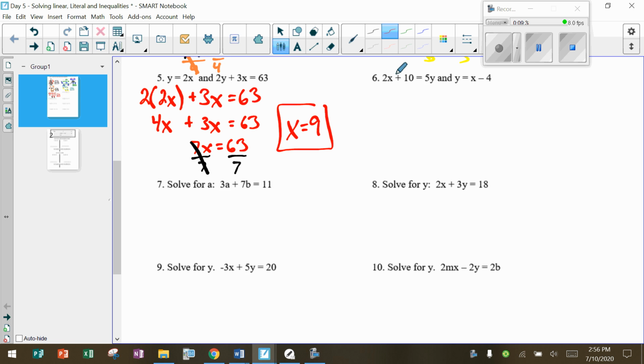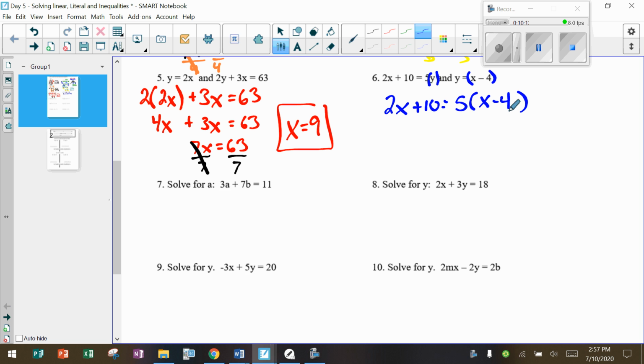We have 2x plus 10 equals 5y, and we are told that y can be replaced with, because it is equal to, x minus 4. So if I use this replacement of x minus 4 in place of where the y was, I now will have an equation that has all the same letters. So it becomes 2x plus 10 equals 5 times, but instead of the y, I replace it with an x minus 4.